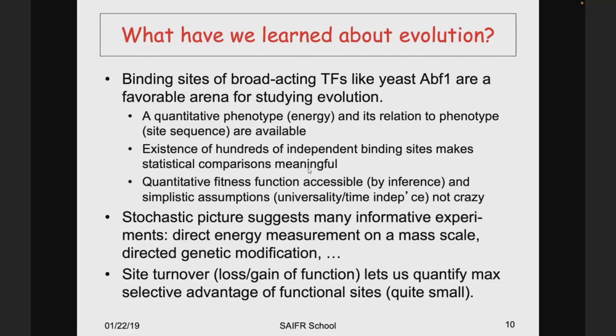We have 4 genomes, and we have information about binding sites, and there are many cases where there are binding sites in 3 of the genomes, but not in the 4th. Typically the missing one is the one that's most remote, has had the most time to evolve. So using this model, you can do some estimates of the rate of loss of function. And that allows you to quantify the maximum selective advantage of functional sites, and so on and so on.